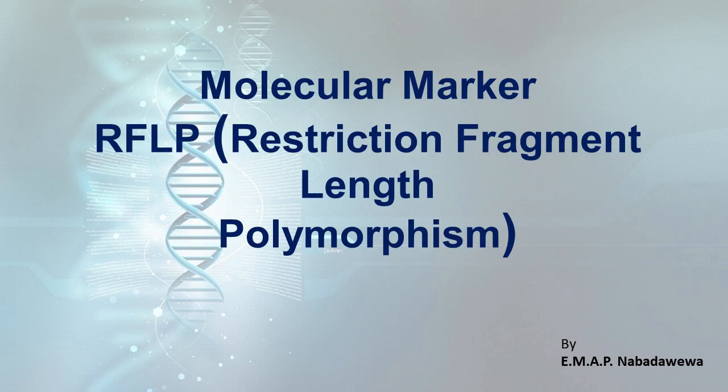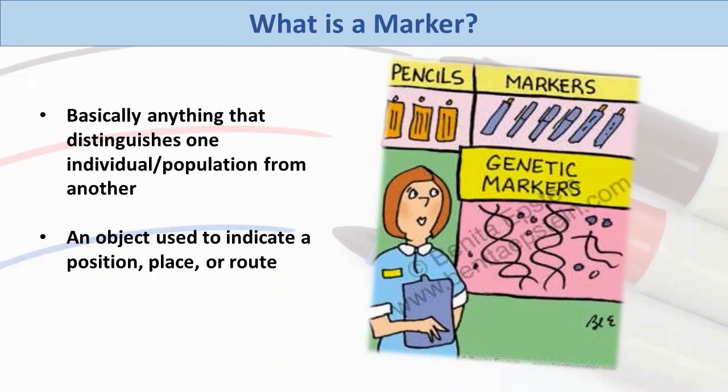So today we are going to talk about RFLP and rapid molecular markers. First of all, let's see what is a marker. Well, a marker is basically anything that can distinguish one individual from another. And it is also an object that is used to indicate a position, place or route.